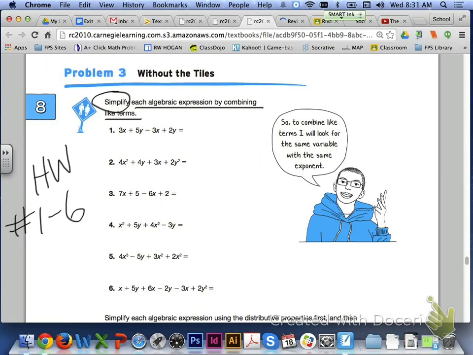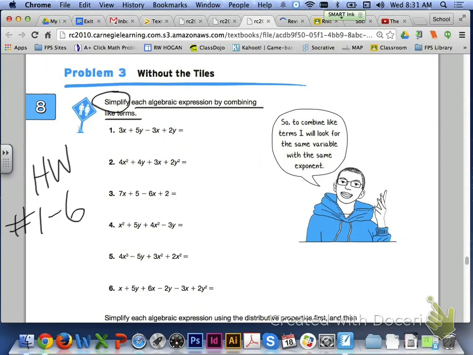Problem 3 for lesson 8.5 is going to be homework for tonight. I would like you to do numbers 1 through 6. You are going to simplify each algebraic expression by combining like terms. If you're comfortable using your colored pencils, go ahead and do that.